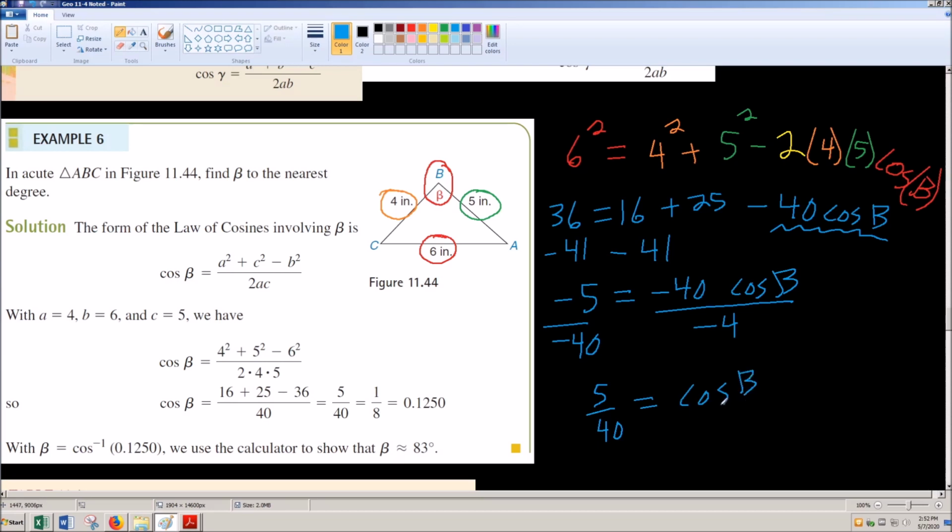How do I get beta by itself? I need to do the inverse cosine. So beta is going to equal inverse cosine of 5 over 40. If you punched in 1/8, it's going to give you the same answer anyways because it's just simplified. And we would say that's approximately 83 degrees. And we're good to go.